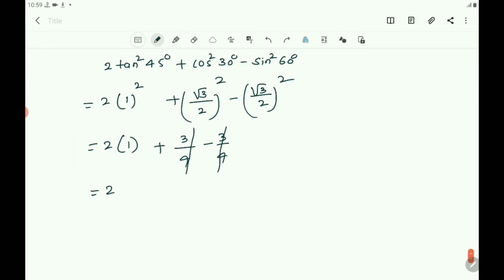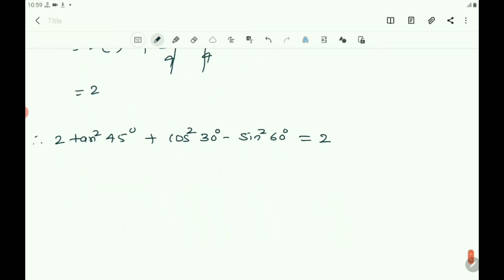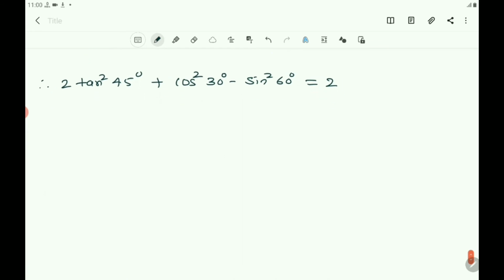Therefore 2 tan square 45 degree plus cos square 30 degree minus sin square 60 degree equals 2. Next, let us take the third one.